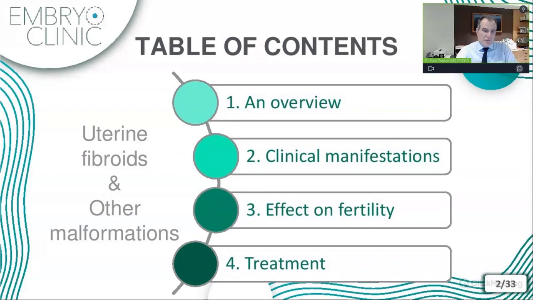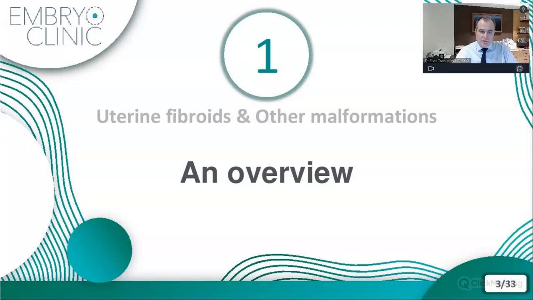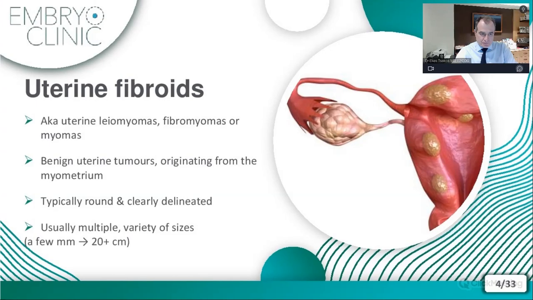So an overview of uterine fibroids and other malformations. What are the clinical manifestations? What's the effect on fertility? And what treatments should we be offering our patients? So the overview. Fibroids, also known as leiomyomas, myomas, etc. They're usually benign tumors, although not always. Around 1 in 500 of myomas are malignant, so we have to be aware of that. And they're typically round, and they can be found in various areas of the uterus.